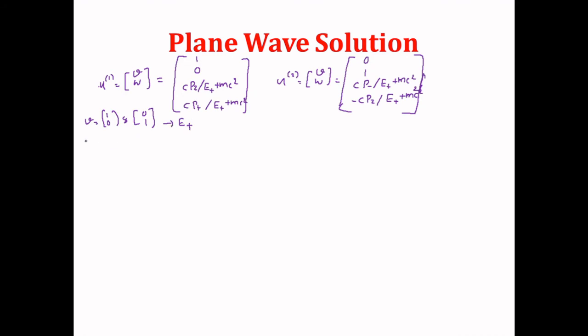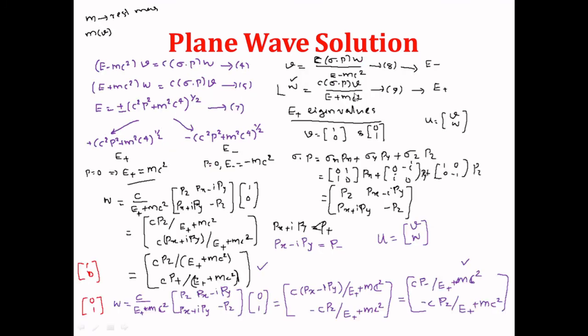In a similar way, we can calculate the eigenvalues for E minus. For that we have to use equation number 8. It can be used to evaluate the eigenvalues corresponding to E minus. So using this particular equation you can find the values of the V matrix.